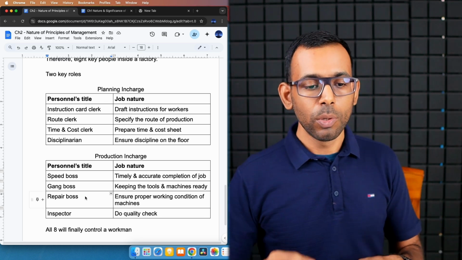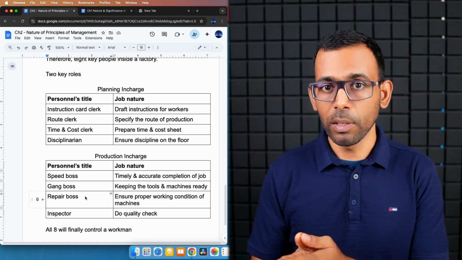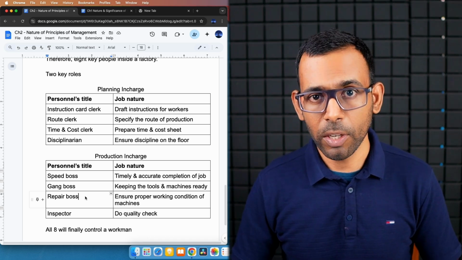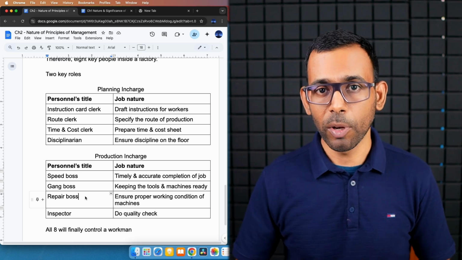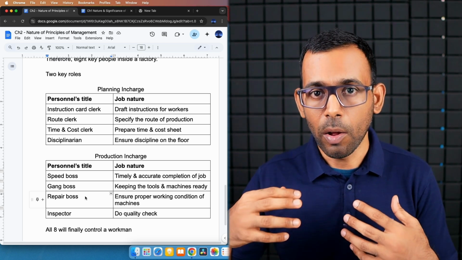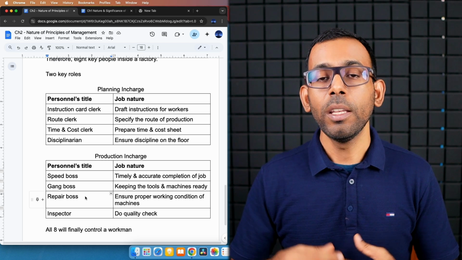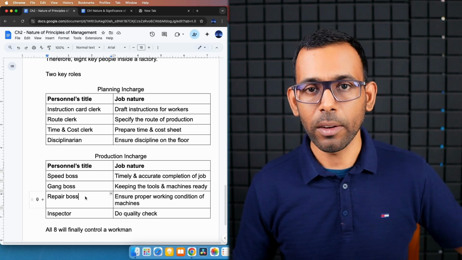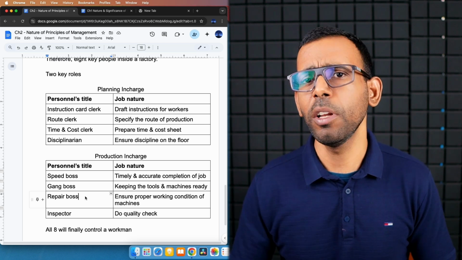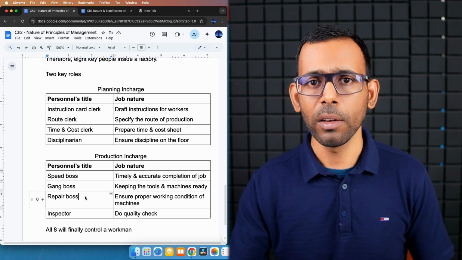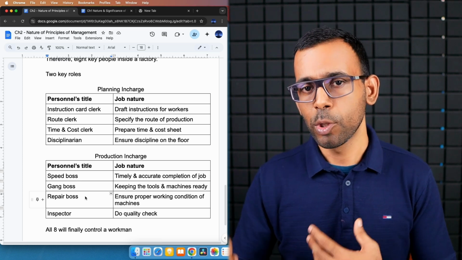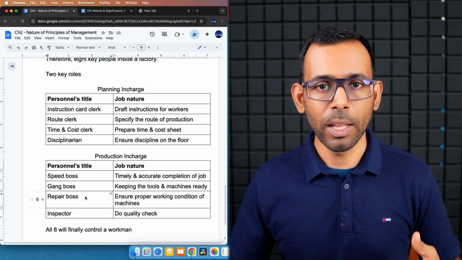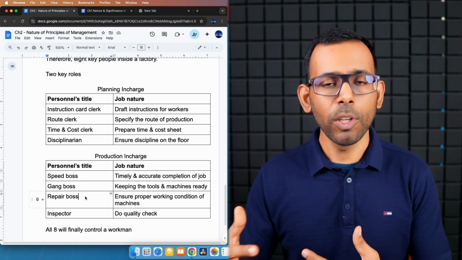Repair boss. The gang boss is the person who does the job before the commencement of every shift, but the repair boss is the person who should be on standby in case of emergencies. Let's say there is an assembly line running, and a particular worker has inserted a spanner in a way he is not supposed to. So the spanner got stuck in the chain of the machine and the whole production machine has stopped. So it is not giving you any output.